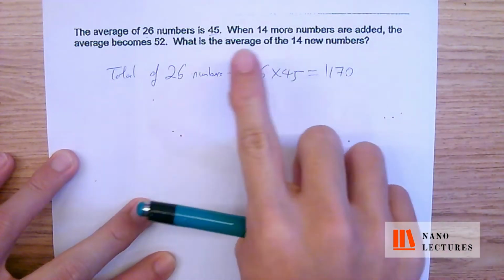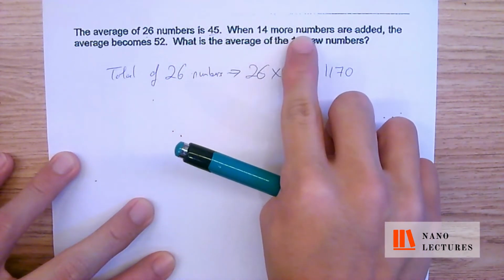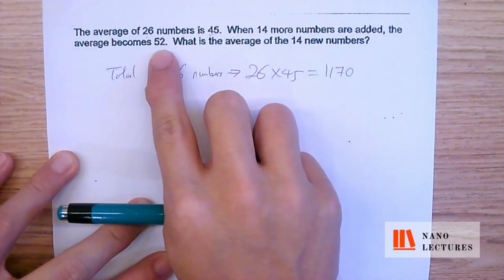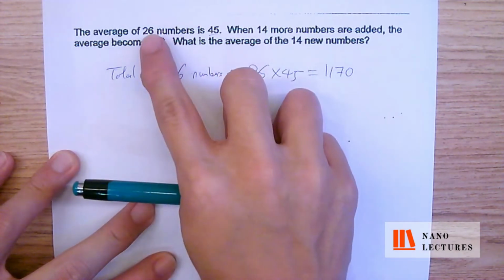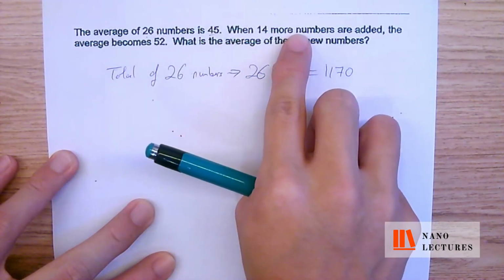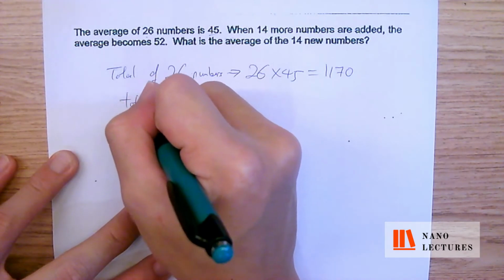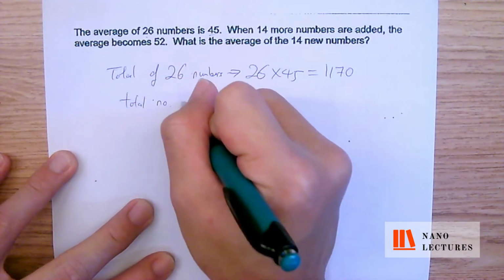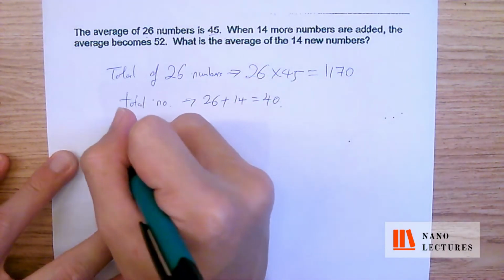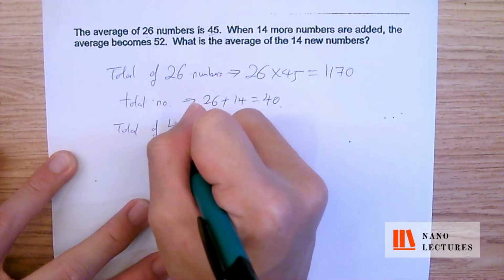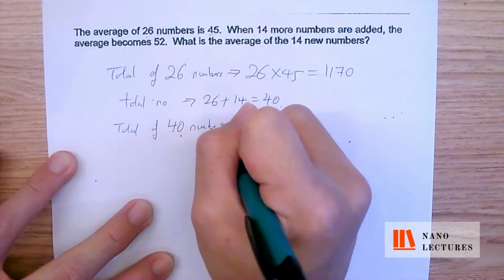Okay, now, next. They say that when 14 more numbers are added, the average becomes 52. So when 14 more numbers are added, how many numbers are there altogether now? Initially, there are only 26, then they add 14. So the total number will be 26 plus 14, which is 40. So I'm going to write total of 40 numbers will be what?